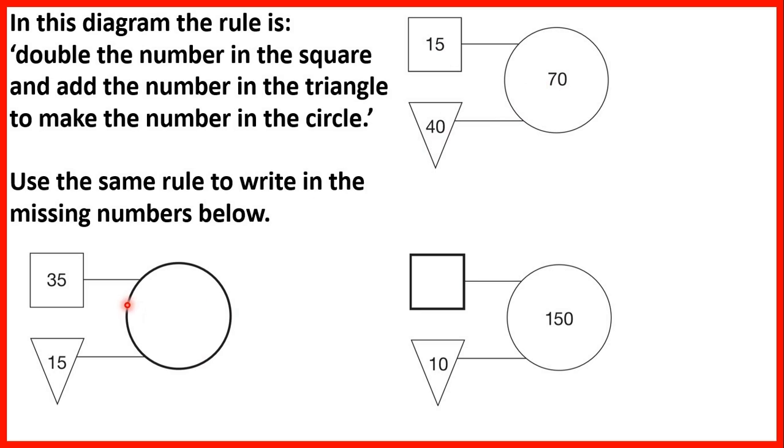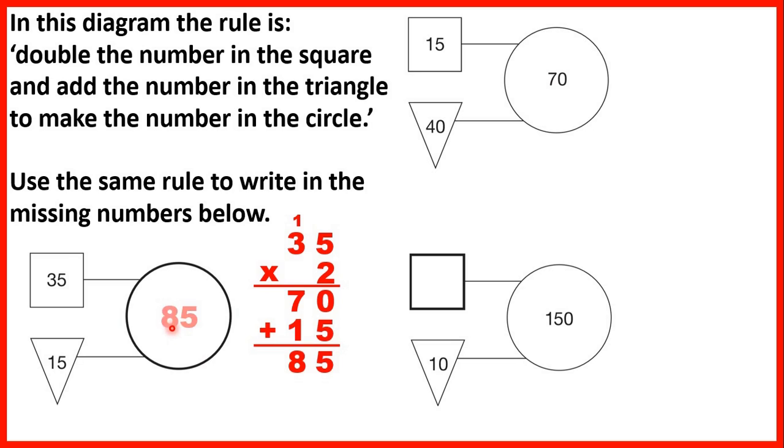So let's look at this diagram here. We have 35 in the square, so to double that, we can multiply it by 2 to get 70, and then we need to add the number in the triangle, and 70 plus 15 is 85. So that's the number in the circle.